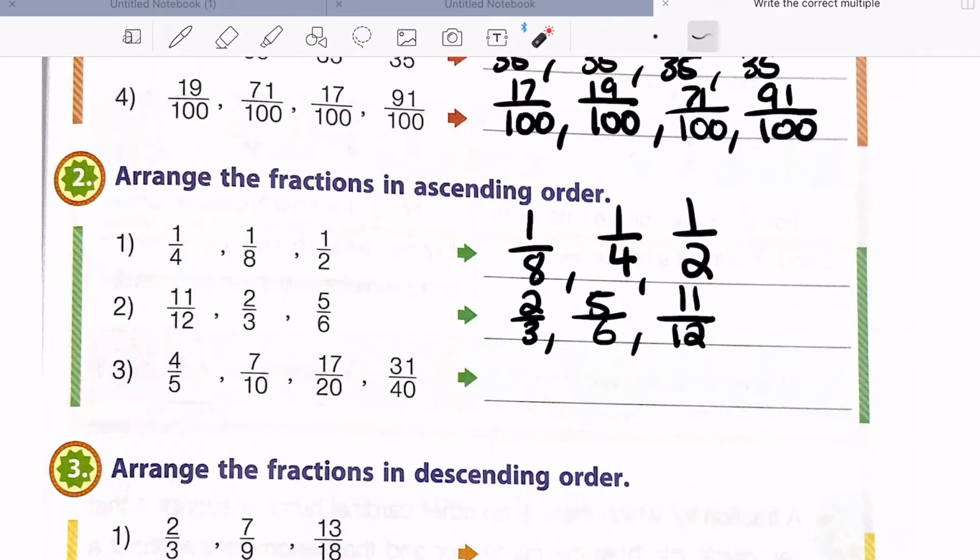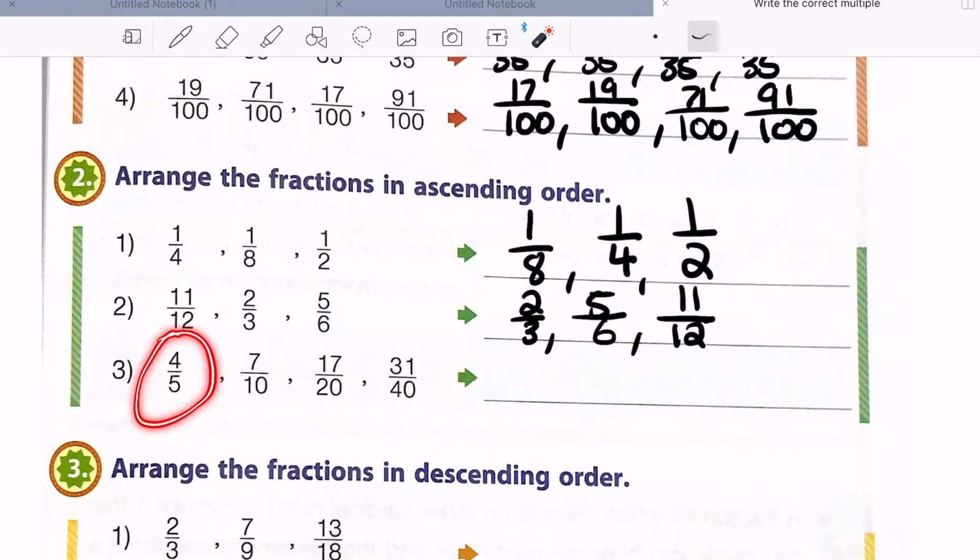Number 3, we have 4/5, 7/10, 17/20, 31/40. So here we see 40 as the biggest number. We're going to turn everything into 40, right? So let's write these down.